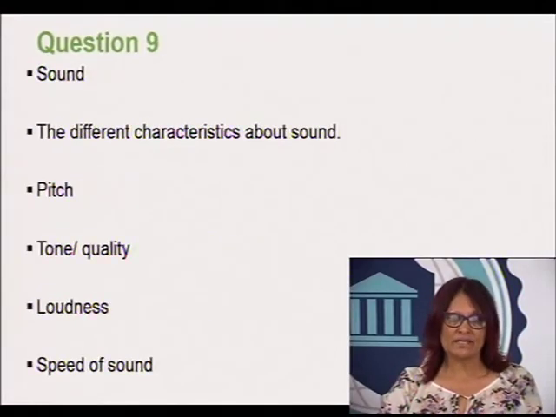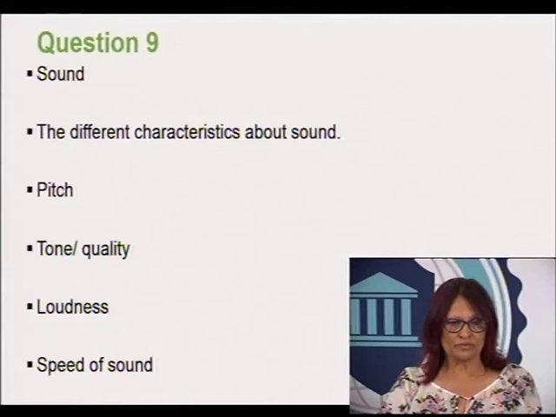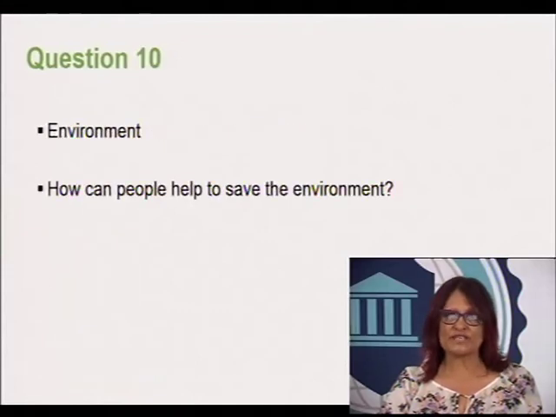Question 9. Sound. The different characteristics of sound. They are pitch, tone or quality, loudness, and speed of sound. Question 10 is about the environment. How can people help to save the environment?